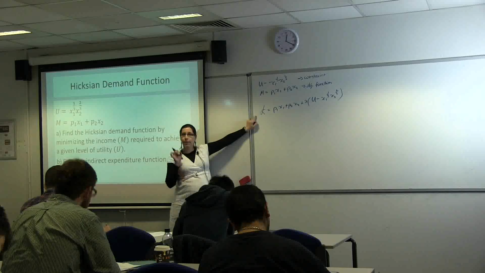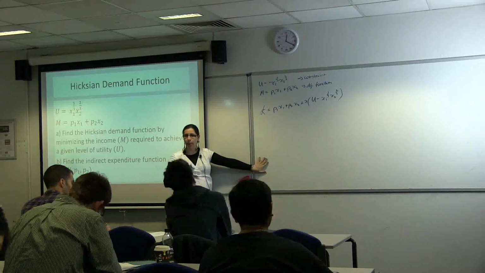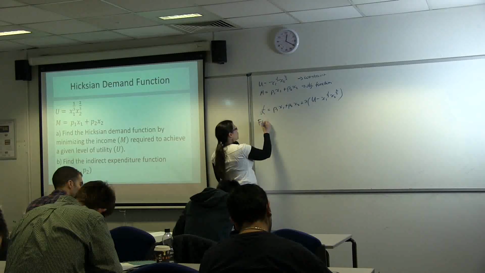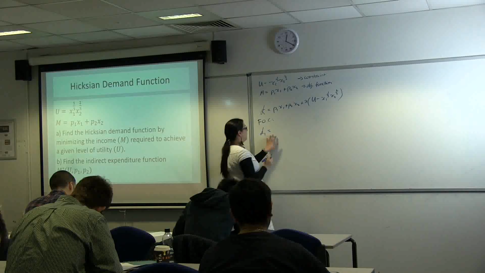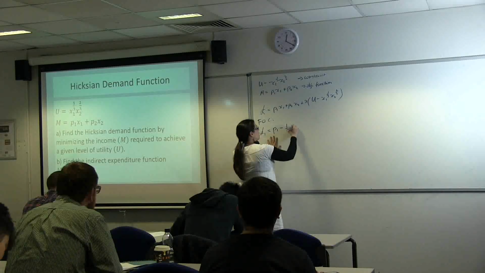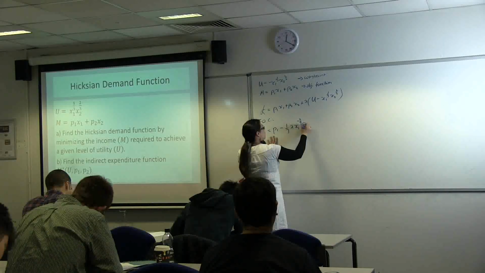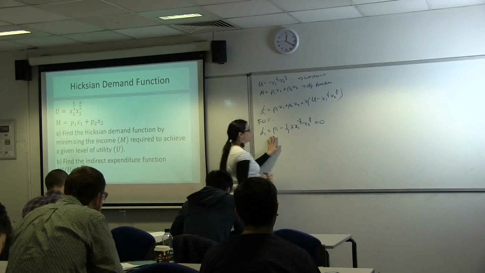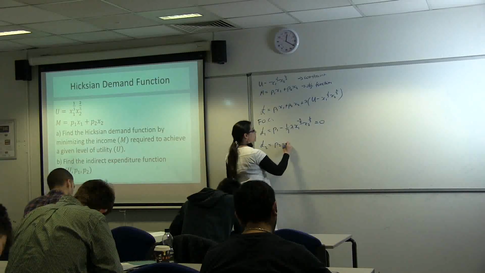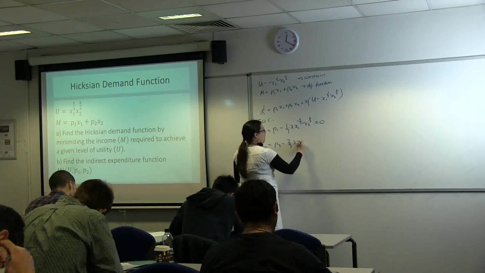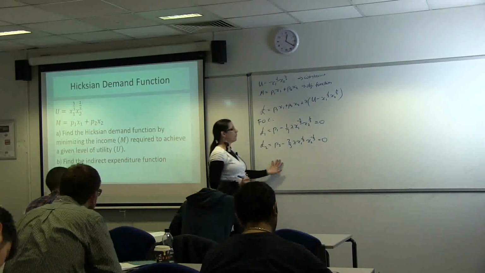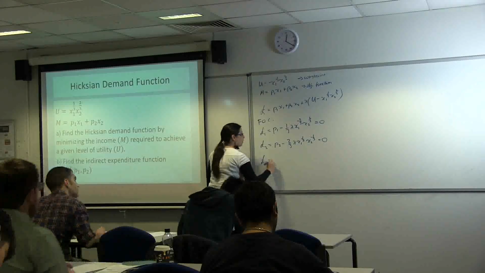Okay, so the difference here will be the build-up of the Lagrangian. The process will be exactly the same, but because the build-up of the Lagrangian is a little bit different, the equations themselves will be different. So the first of the conditions, L1, is P1 minus 1/3 lambda x1 to the minus 2/3 x2 to the 2/3 being equal to 0. L2 is P2 minus 2/3 lambda x1 to the 1/3 x2 to the minus 1/3, and that has to be equal to 0. And L lambda is just the constraint.